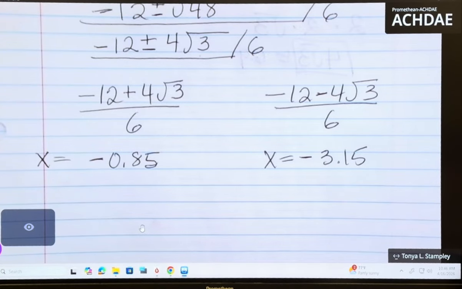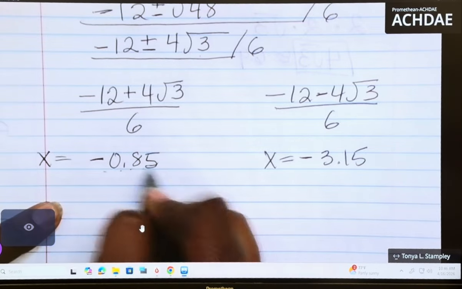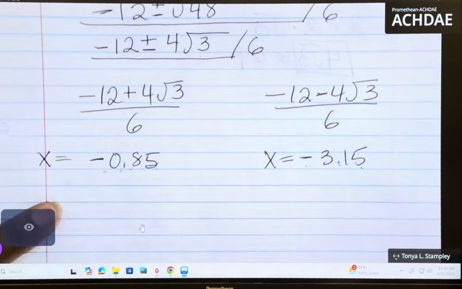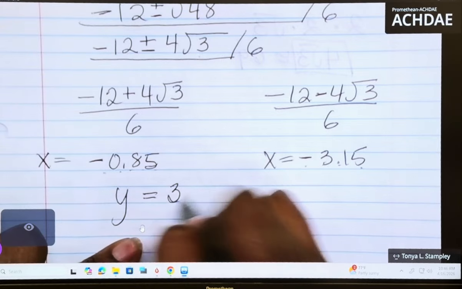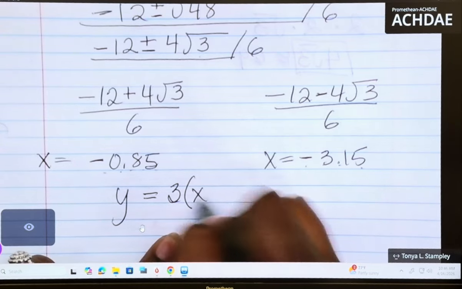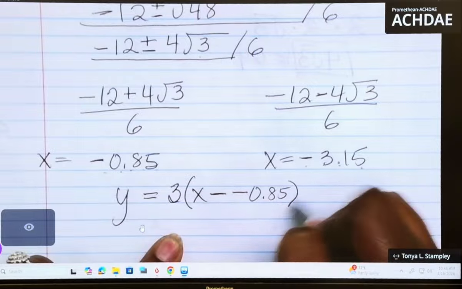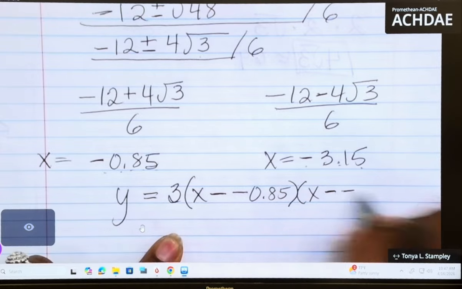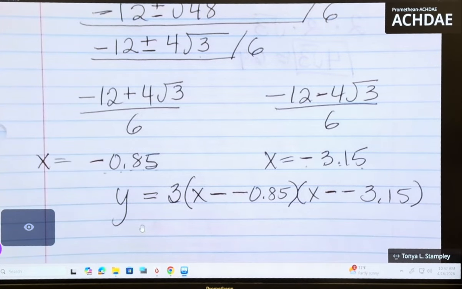Now, I doubt if they say put this in factored form, right? Because usually when they tell you put in factored form, it's usually a whole number. But it's okay. We could do it because we got our solutions, right? So what are our solutions? They are negative 0.85 and negative 3.15. So let's write it out. Y equals, what was our A? 3 times x minus negative 0.85 and then x minus negative 3.15.